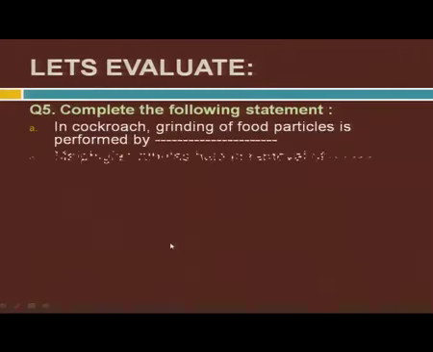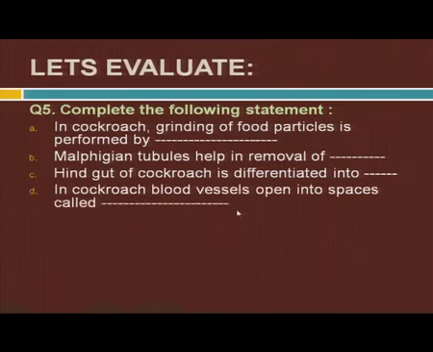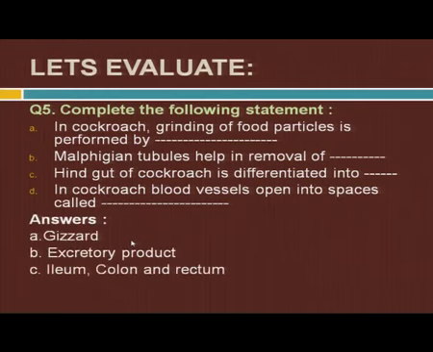Complete the following statement. In cockroach, grinding of food particles is performed by gizzard. Malpighian tubule helps in the removal of, what does it do? In the removal of nitrogenous waste products. Hindgut of cockroach is differentiated into ileum, colon and rectum. In cockroach, blood vessels open into spaces which are also known as sinuses. So, these are the correct answers. I hope you were able to answer them correctly.